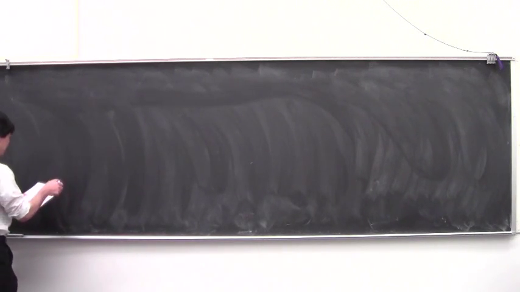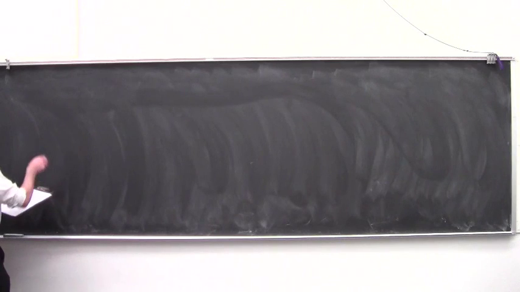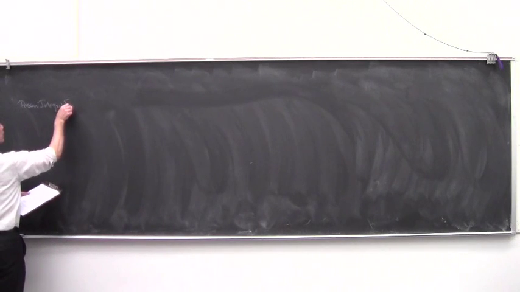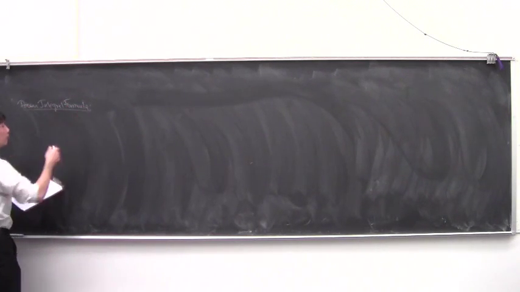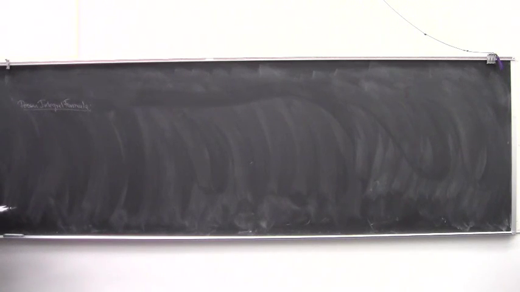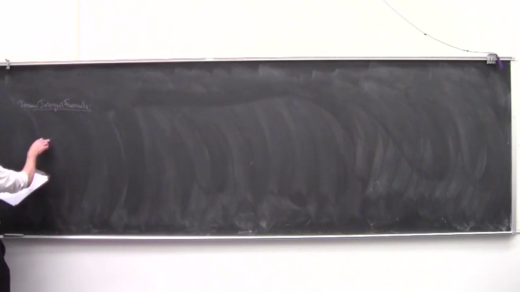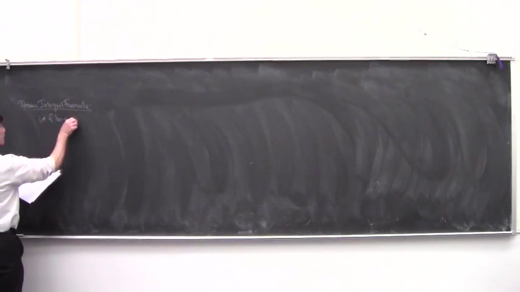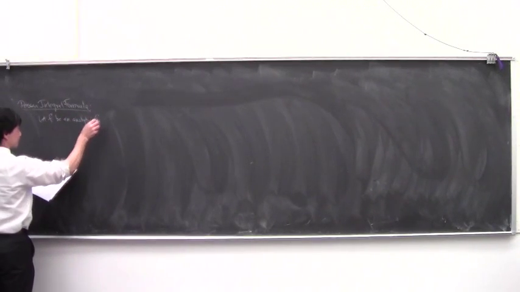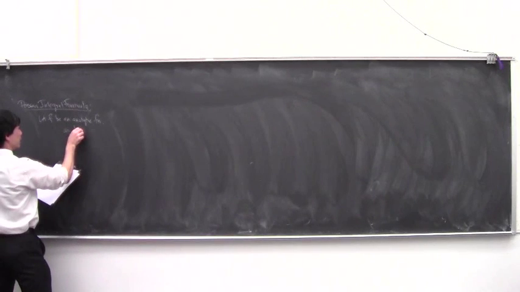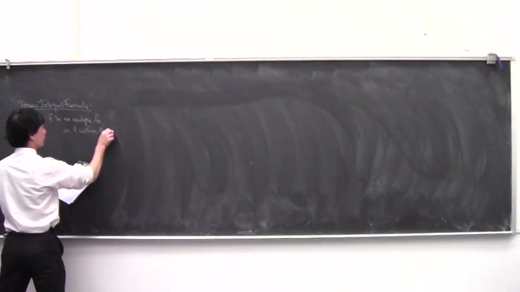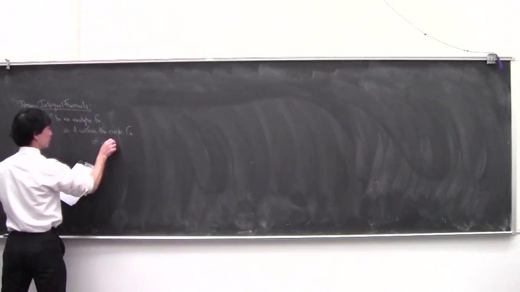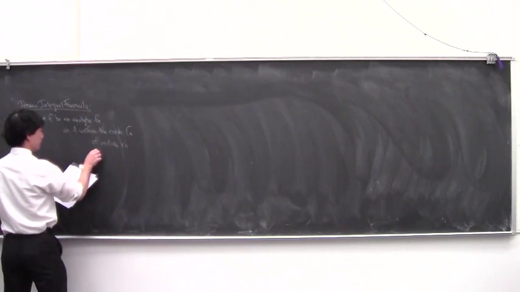So we're going to have something called the Poisson integral formula, which will be the key to solving the Dirichlet problem on the disk. So here's the theorem. Let f be an analytic function on and within the circle C naught of radius R naught around the origin, say.